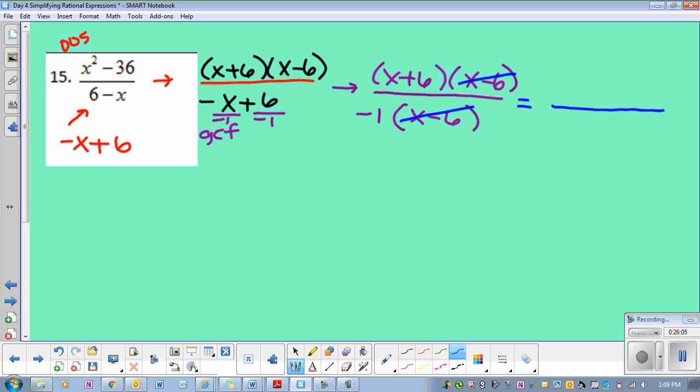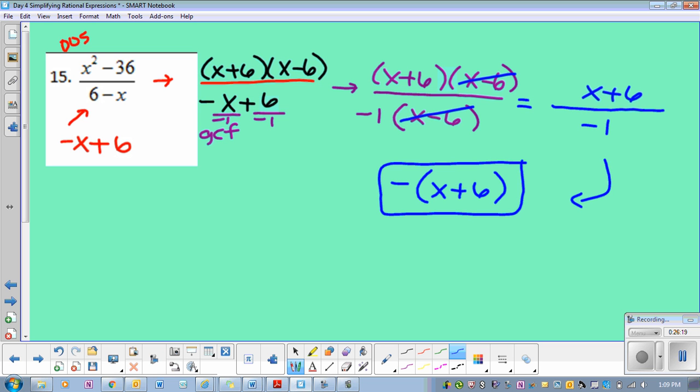And so if I look at this, I have x plus 6 over -1. It's just negative x plus 6. That's like saying 5 over -1. 5 over -1 is the same as saying -5, isn't it? Questions? How many of you guys tried that actually? Okay, good.